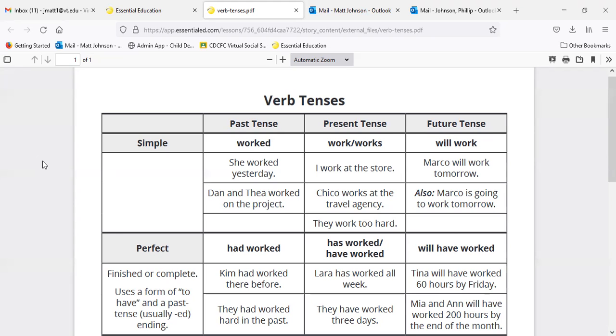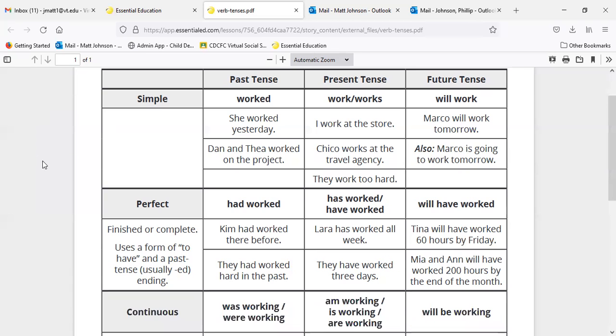With present tense, it's either work or works, depending on the subject-verb agreement. And that's something else that we'll get into when it comes to plural or singular subjects and plural and singular nouns. But the straightforward present tense: I work at the store, or Chico works at the travel agency. Okay, present tense. Future tense, we add will. We haven't done it yet, so nothing has happened with that action. Marco will work tomorrow, or Marco is going to work tomorrow. Either one of those would be satisfactory.